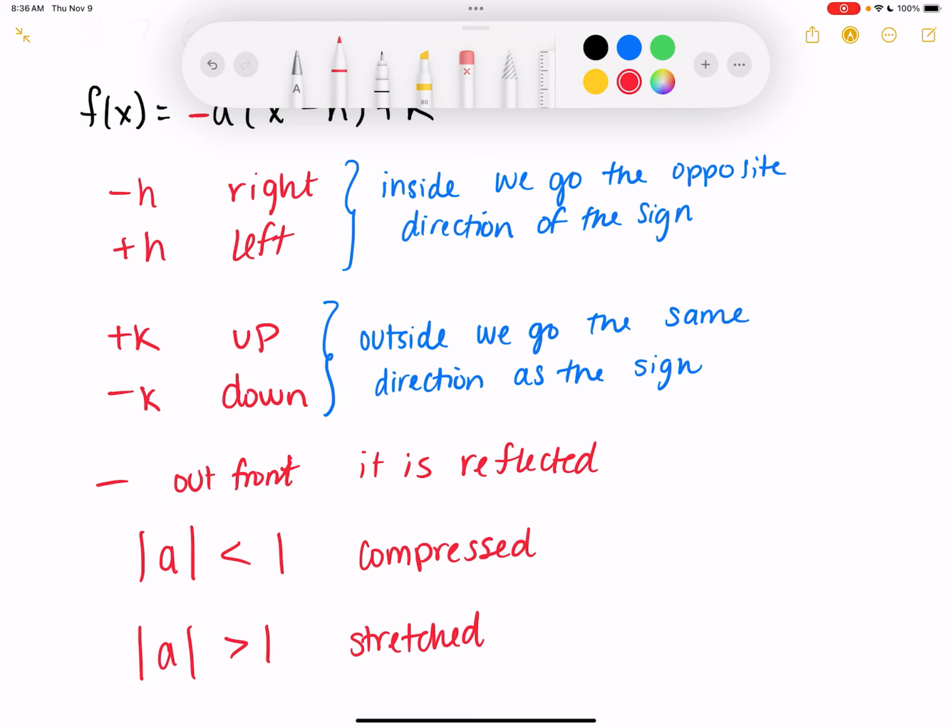So all I'm looking for with this section is for you to tell me it's left, right, up, down, reflected, and then either compressed or stretched. And that's only if it's applicable. Sometimes every function doesn't do all of these things. And this section does a lot of other stuff as well that we aren't going to do just because you don't really need it.